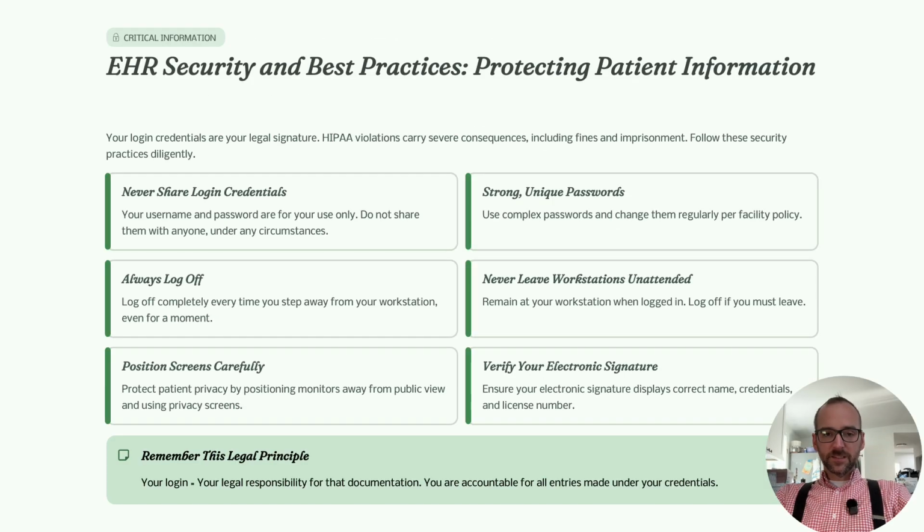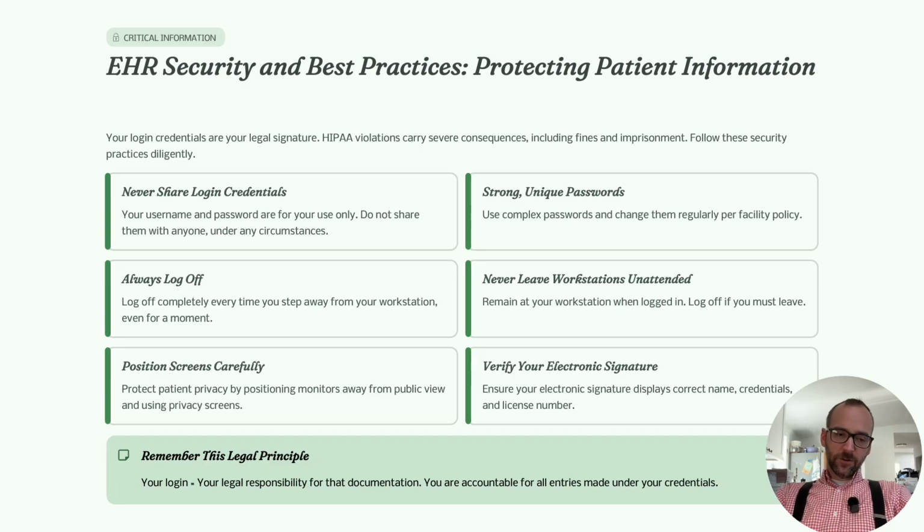Now, best practices. This goes across the board with computer technology. Don't share your login credentials. You shouldn't have each other's login credentials. It should just be you logging in. If you are logged into the computer and somebody else charts something under your name, you might as well have done it as far as the legal system says.